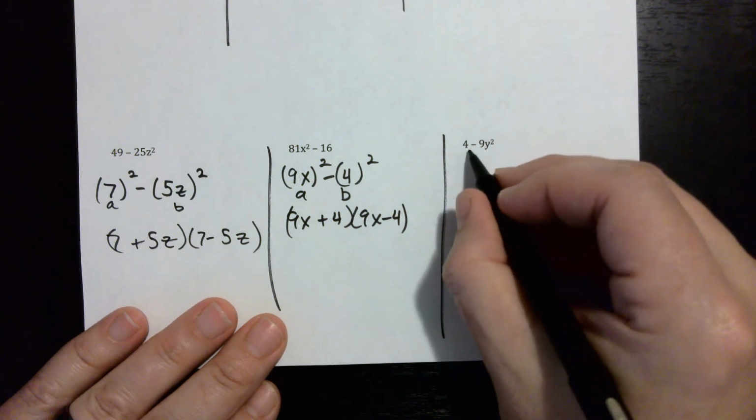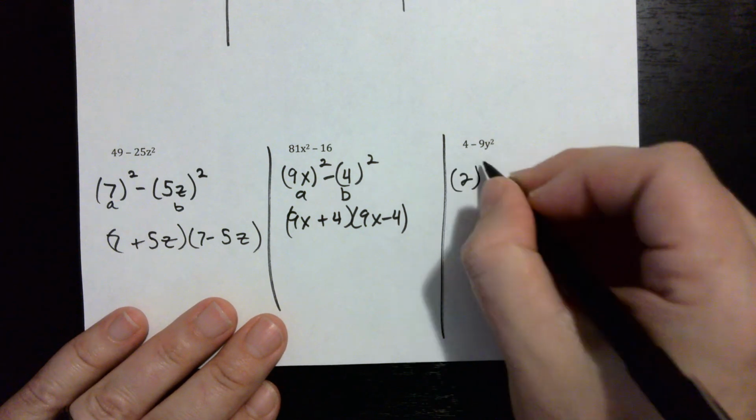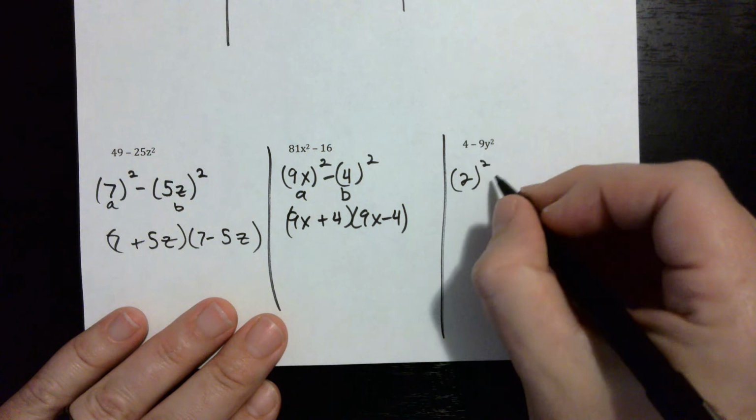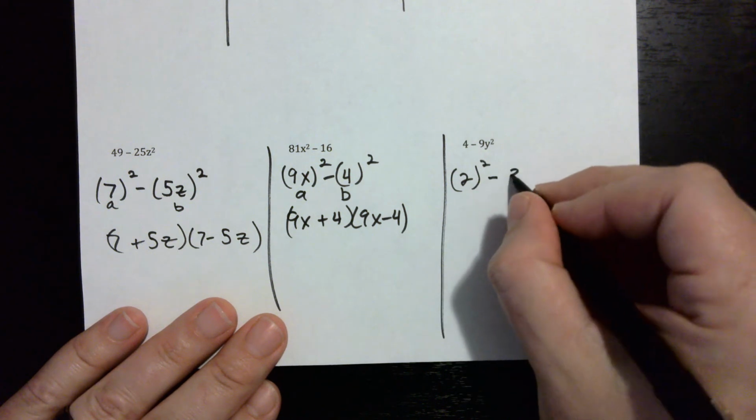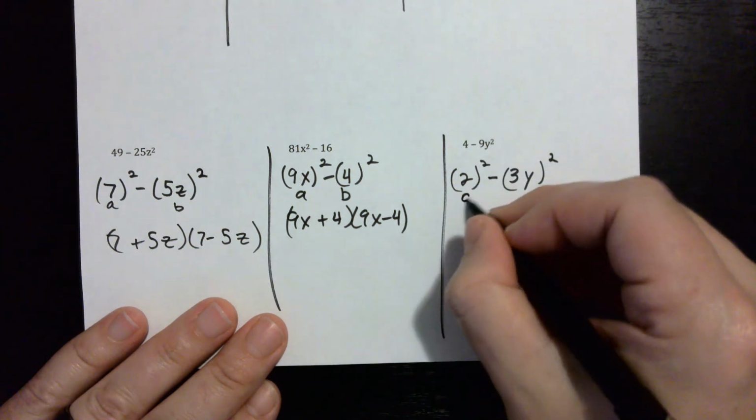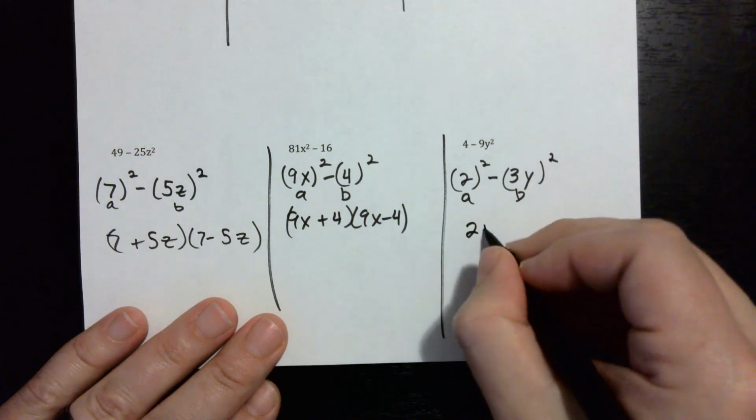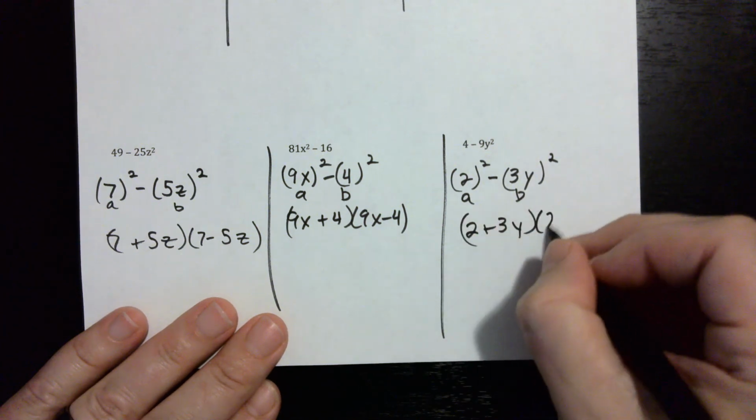Okay, and then the last one, what number squared gives us 4? That's 2 squared. And then the 9 is 3, so 3y squared. Here's a, here's b. So 2 plus 3y, 2 minus 3y.